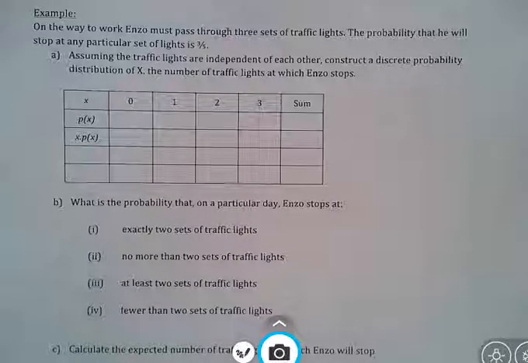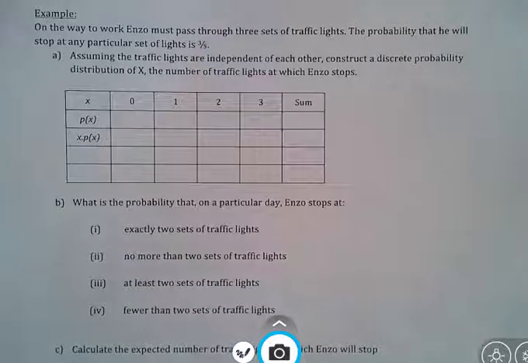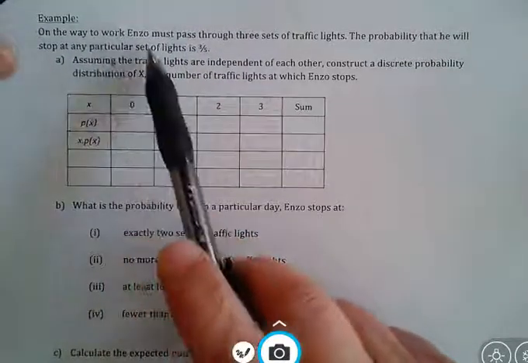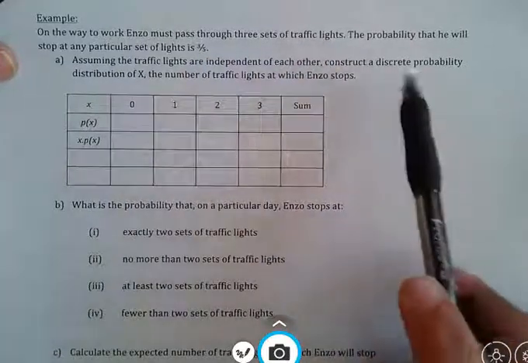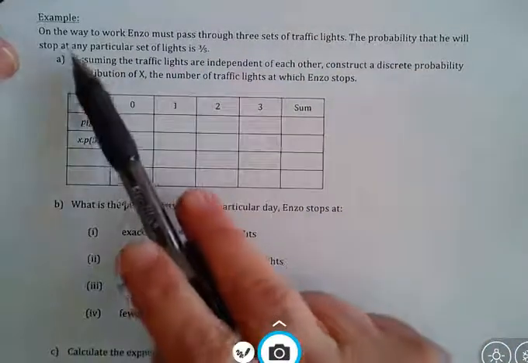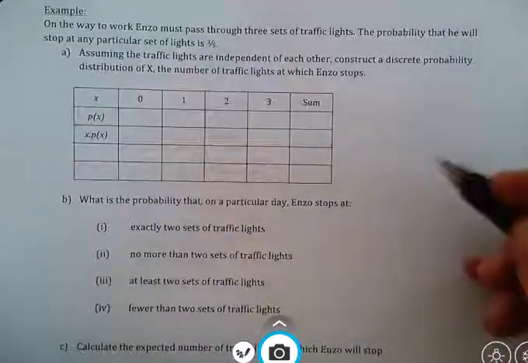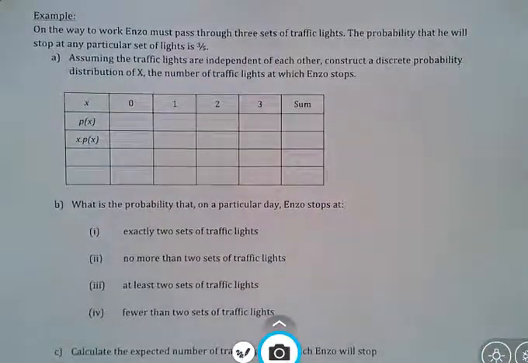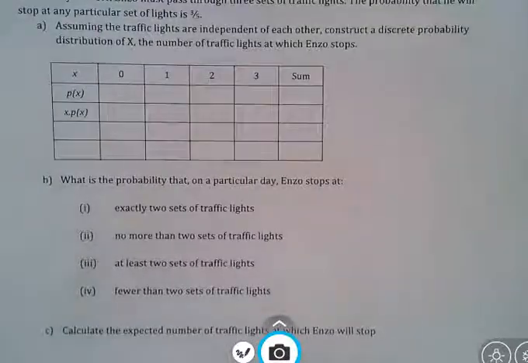Okay, this is a continuation of exercise 11C examples. Here we've got an example. On the way to work, Enzo must pass through 3 sets of traffic lights, and the probability that he will stop at any particular set of lights is 3/5. Now, assuming that traffic lights are independent of each other, construct a discrete probability distribution of X, the number of traffic lights at which Enzo stops.